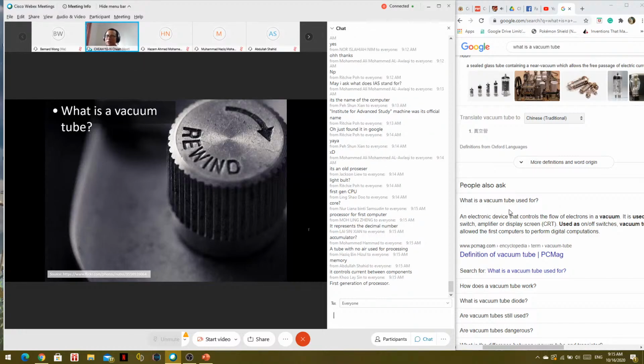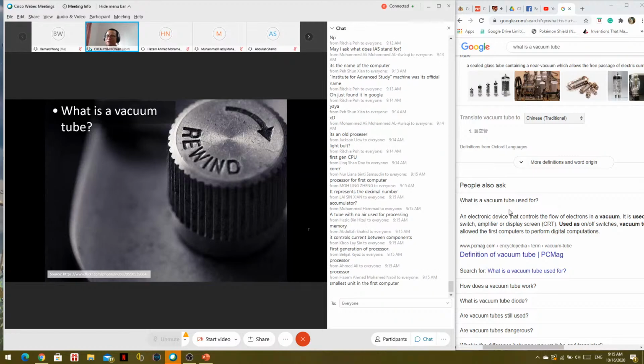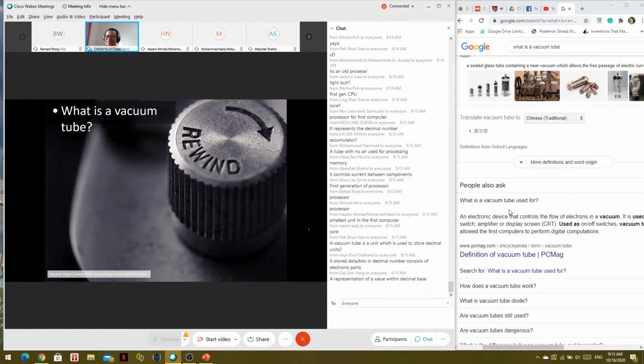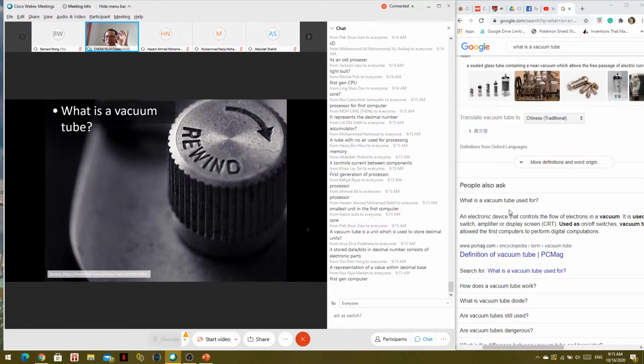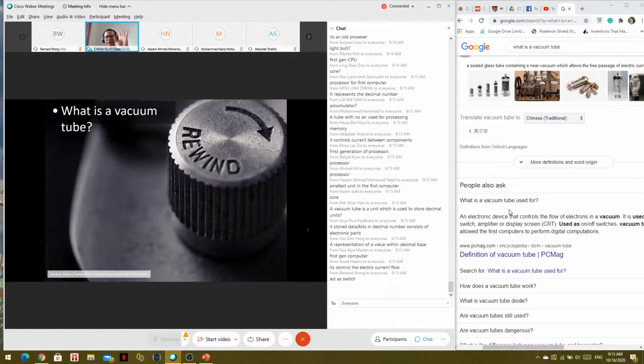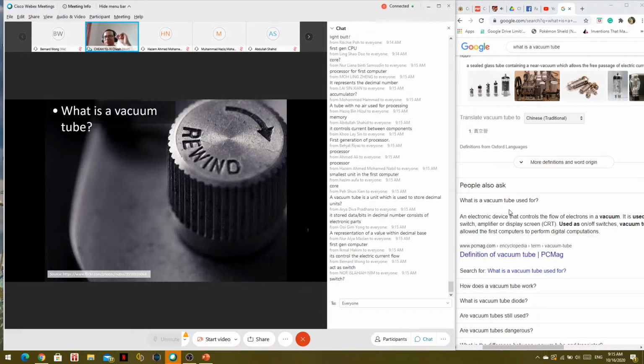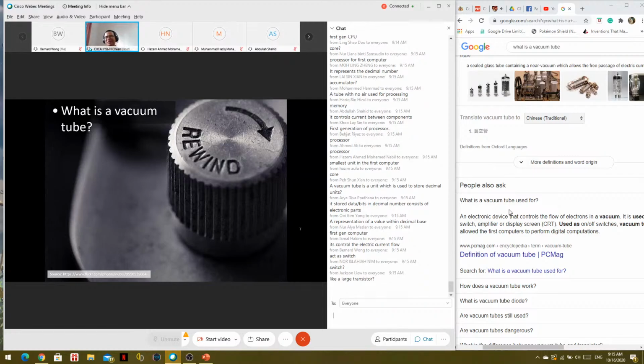Vacuum tube: old processor, part of an old processor, a light bulb, something like that. First generation CPU. Not exactly a CPU, it's a part of the CPU, not a core also. Some of you think it's a core, but no, not a core. If you can imagine the core is gigantic size, then the vacuum tube is a part like core.